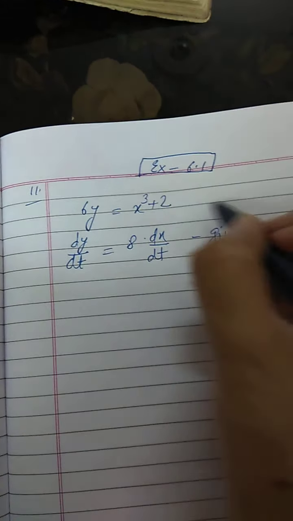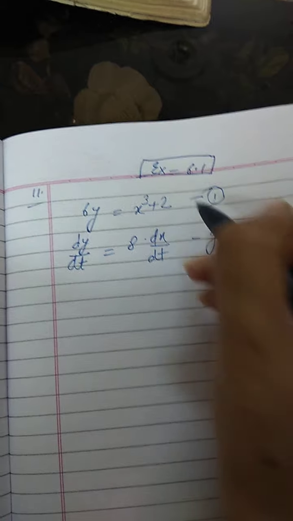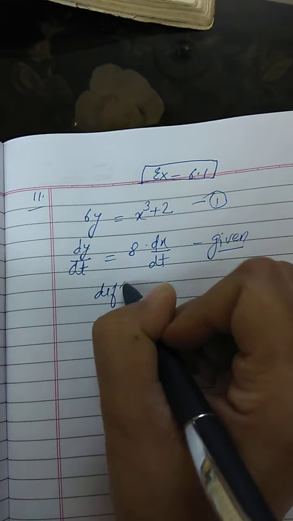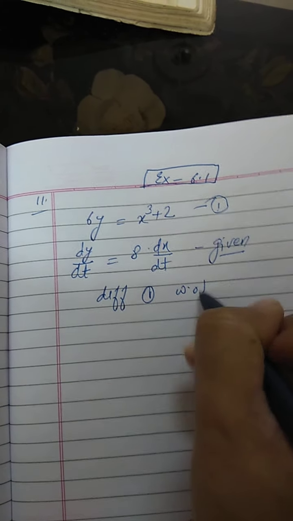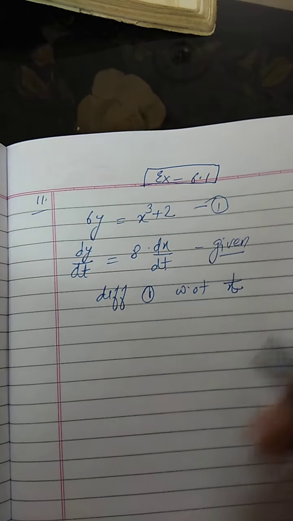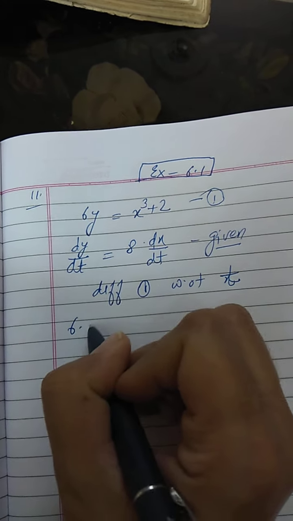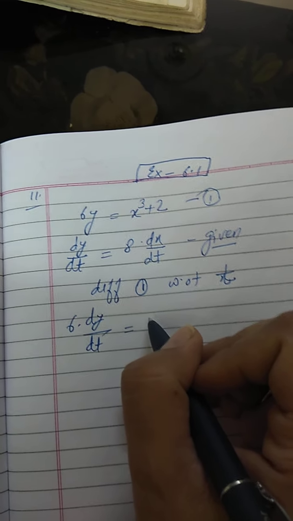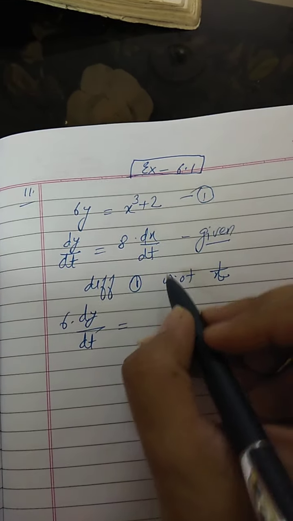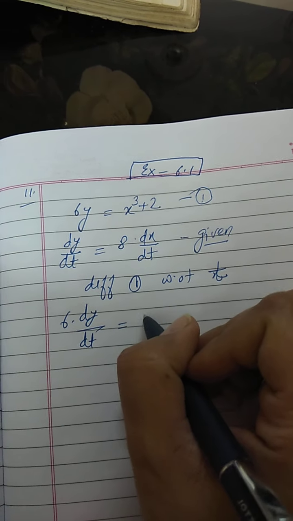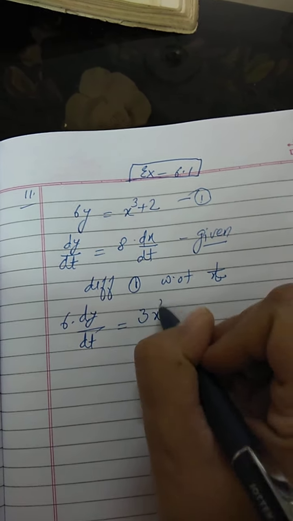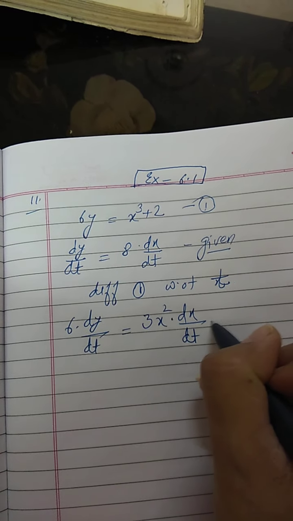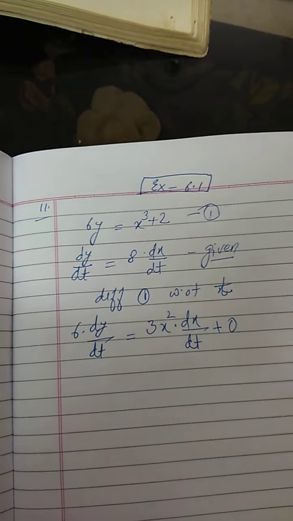Since we have to find the points, the given equation of curve we will mark it as 1. So let us differentiate 1 with respect to time t, right? So it will be 6 times dy by dt is equal to x cube. When we differentiate x cube with respect to t, first we will apply the power rule. It will become 3x square into dx by dt. The derivative of 2 with respect to t will become 0, right?